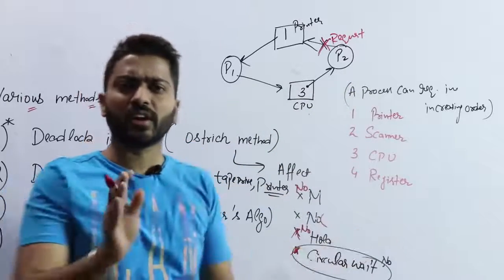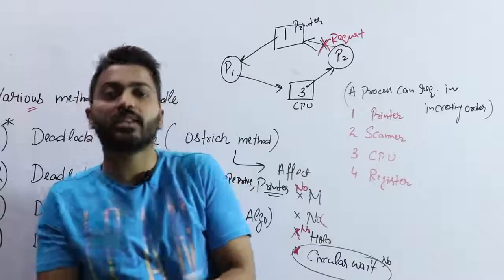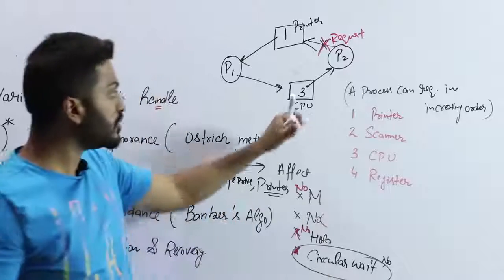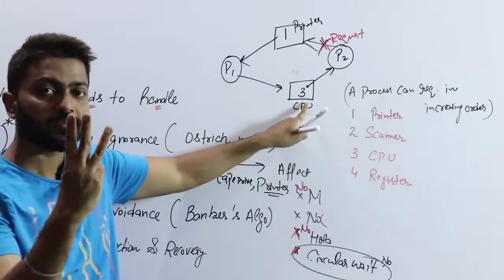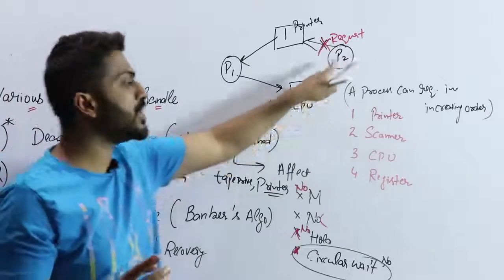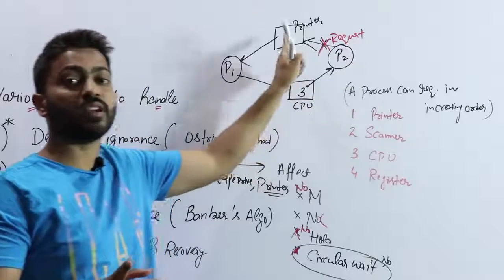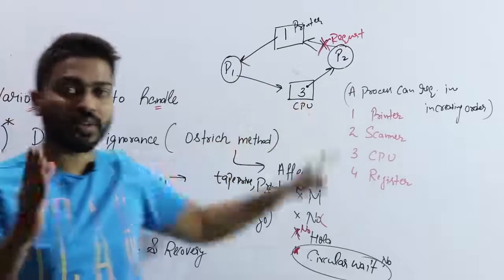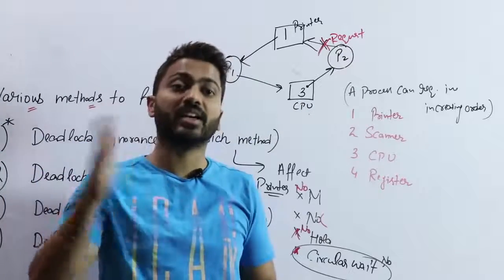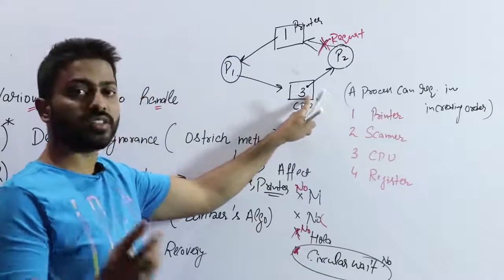Yes, P2 can request for the resource number which is greater than the previous request, because P2 has already requested for the resource number 3, that is CPU. So I just simply gave it. Now P2 says I need the resource number 1. So 1 is less than the 3. No. The request must be greater than the previous request. So yes, previous request is 3.